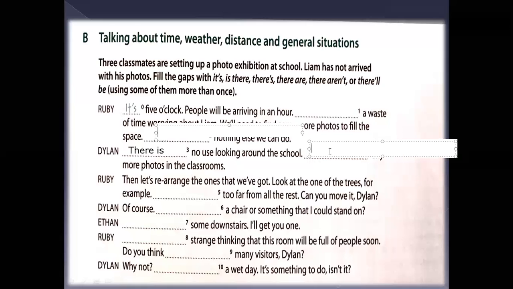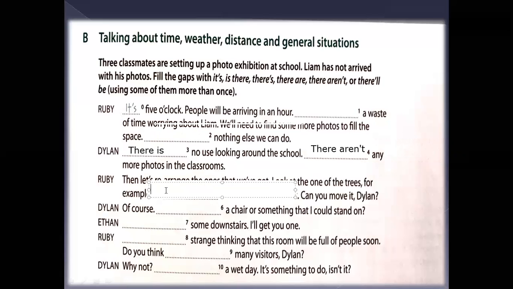There aren't any more photos in the trunks. Aren't any more photos in the classroom? Burabi. Look at the ones that we have got now. Look at the one of the trees, for example. Burabi? Too far from all the rest. Okay. Can you move it? Guys, girls, any suggestion?